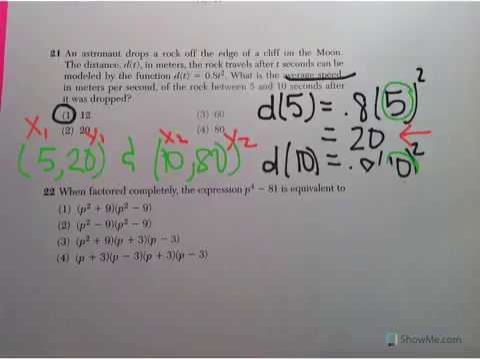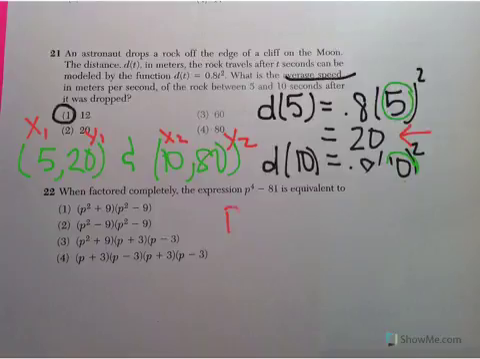Okay, 22. When factored completely, the expression p to the 4th minus 81 is equivalent to one of the following. So p to the 4th minus 81, you see there's only two terms, you see subtraction, both terms are perfect squares, so you are factoring by the difference of two perfect squares.